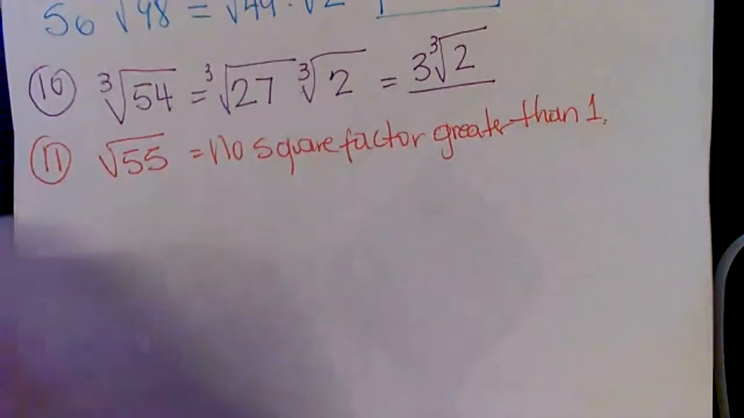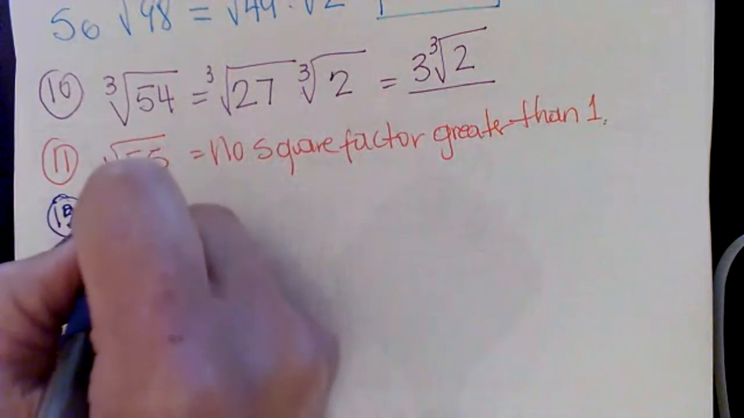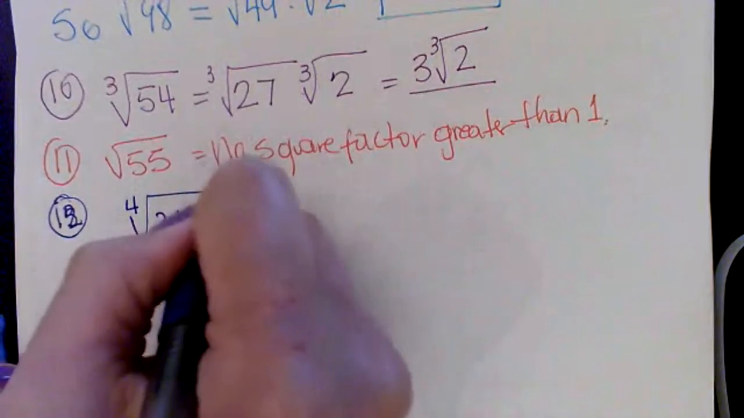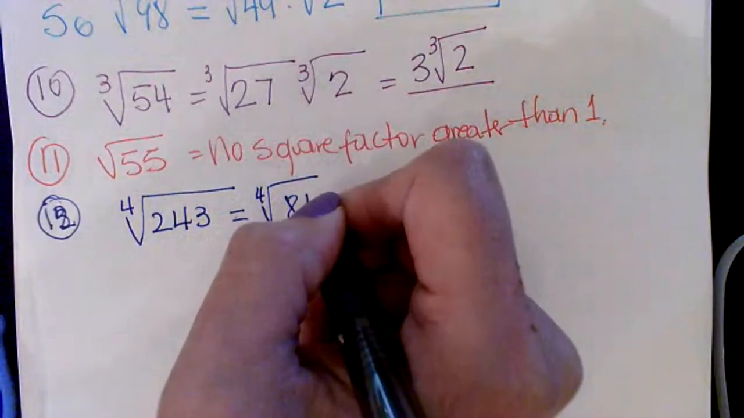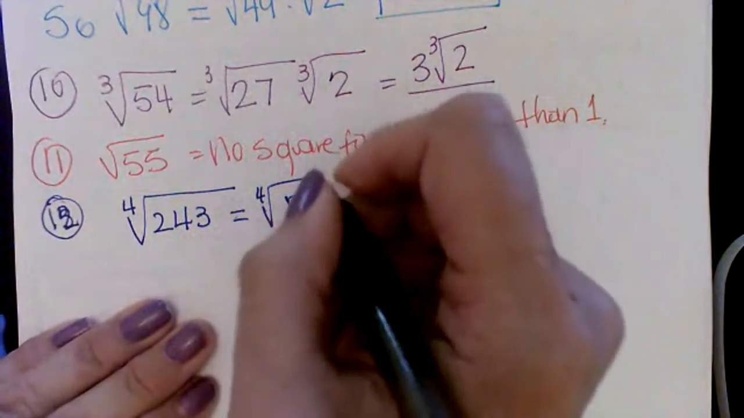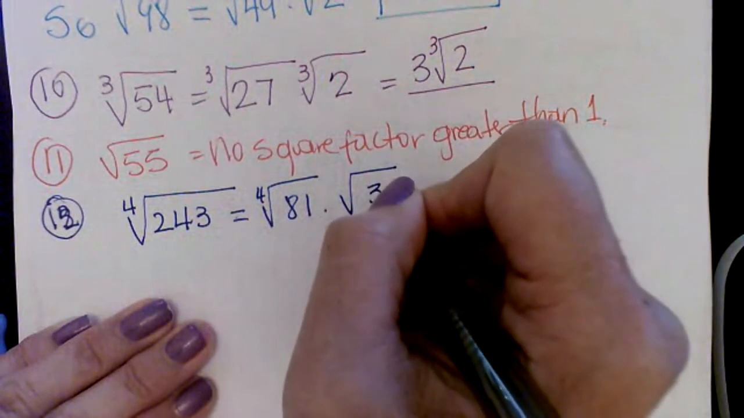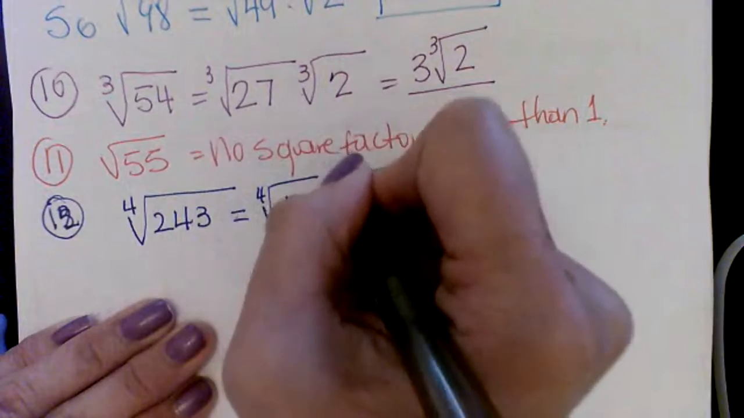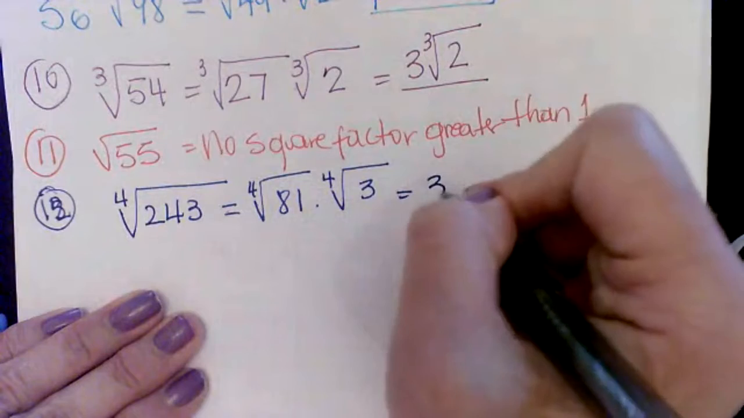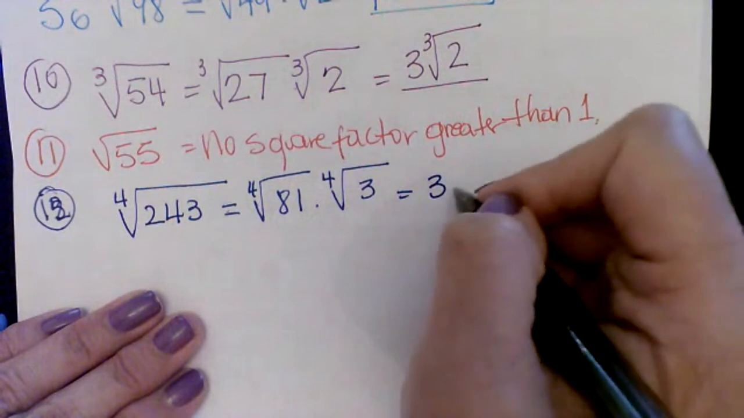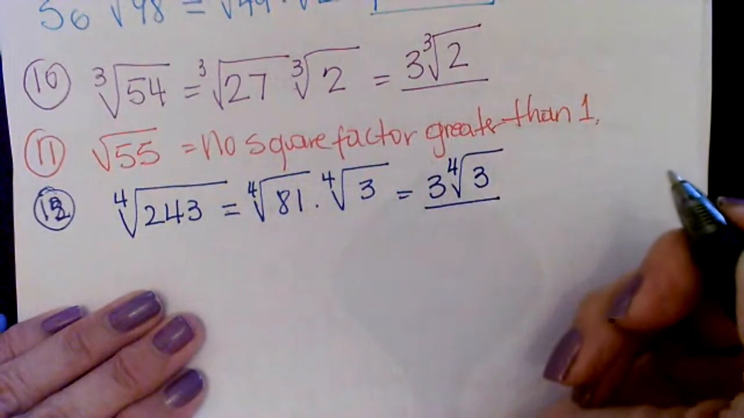Now, number 12. Fourth root of 243. So that's going to be what? 81 times what? If I multiply 81 by 3, I get 243. That's 3. 3 times 3, 9. 9 times 3, 27. 27 times 3, 81. Okay? And that's going to be my answer.